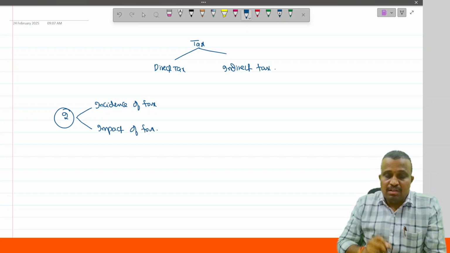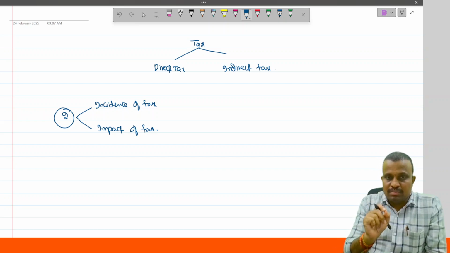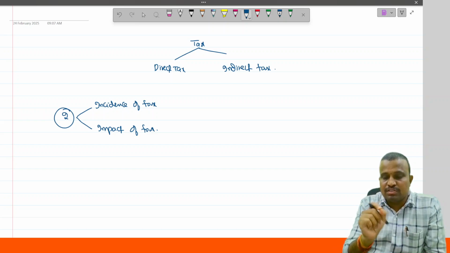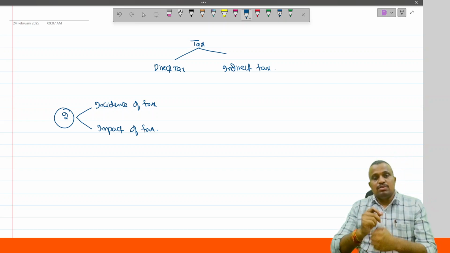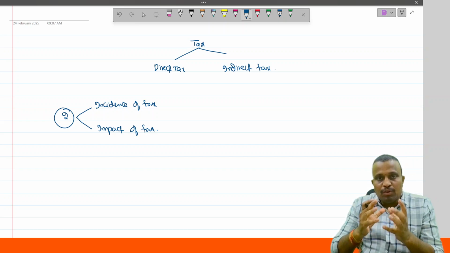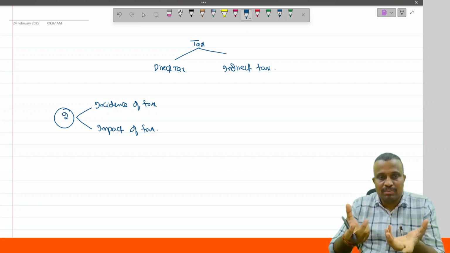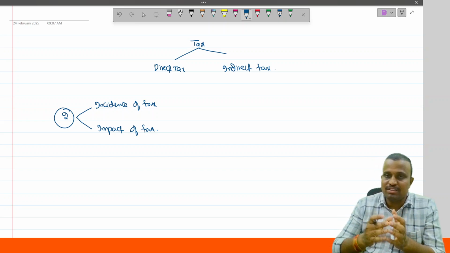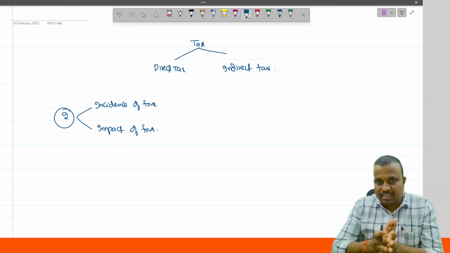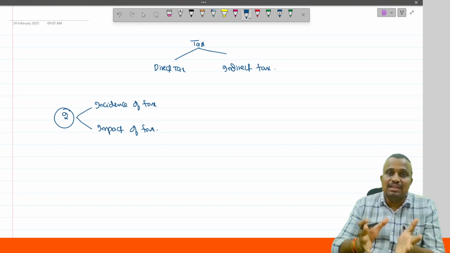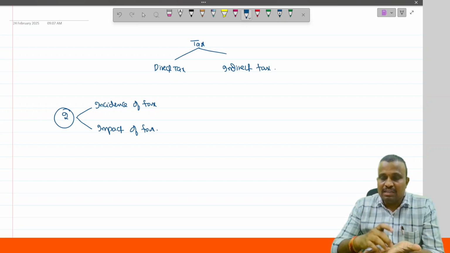Incidence of the tax is the effect on the person on whom the tax is levied by the government first. So the effect on the person on whom the tax is first imposed by the government is said to be the incidence of the tax. For example, Mr. A earned income during the current year, then the central government levies income tax on that party, and that effect on that person is the incidence of the tax.